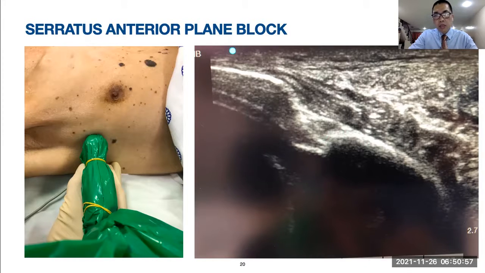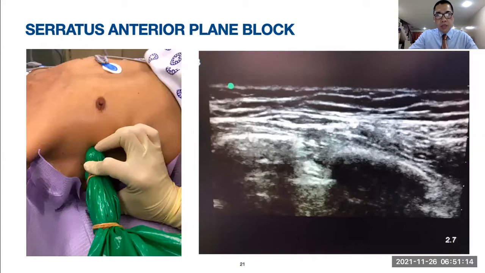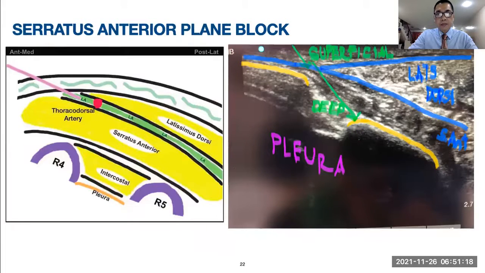My approach is I apply a linear probe placed on the T4 rib region, then slide the probe downwards to the mid-axillary line, revealing the T4 rib, the serratus anterior muscle, and the latissimus dorsi muscle. Then the local anesthetic is deposited in the serratus anterior plane, producing the serratus anterior plane block.